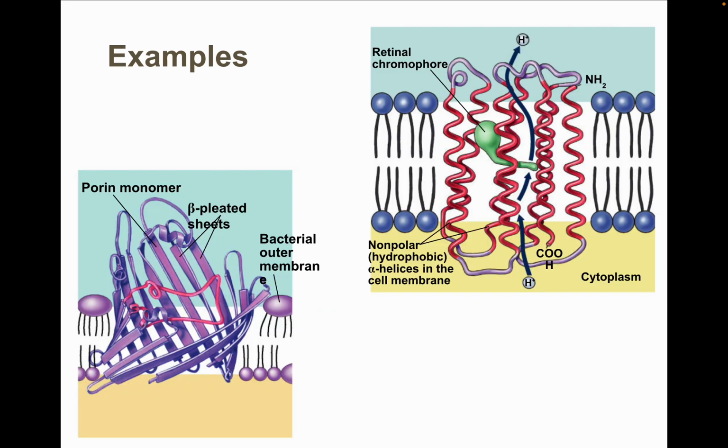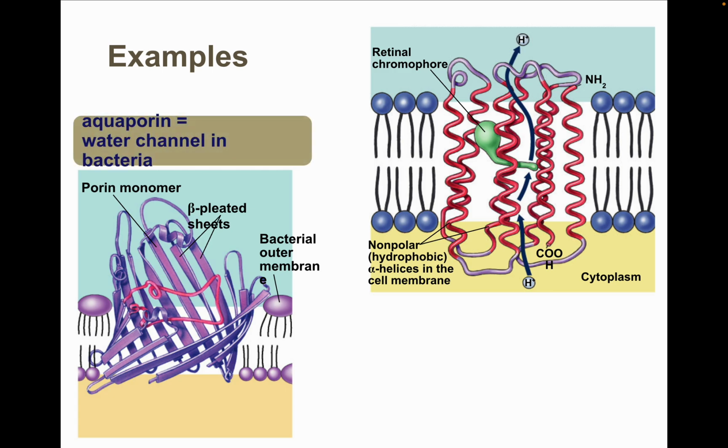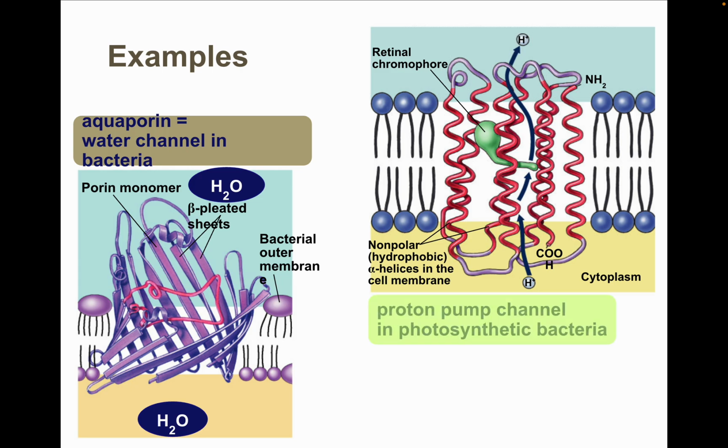Okay. So we have an example here. This is an aquaporin. This is a water channel in bacteria, and it shows us the structure of it. It's got some beta-pleated sheets, and we can see that it's arranged in a way that keeps it embedded in the membrane, right? So H2O is out here, H2O is in here. Our polar arrangements are going to be out here.